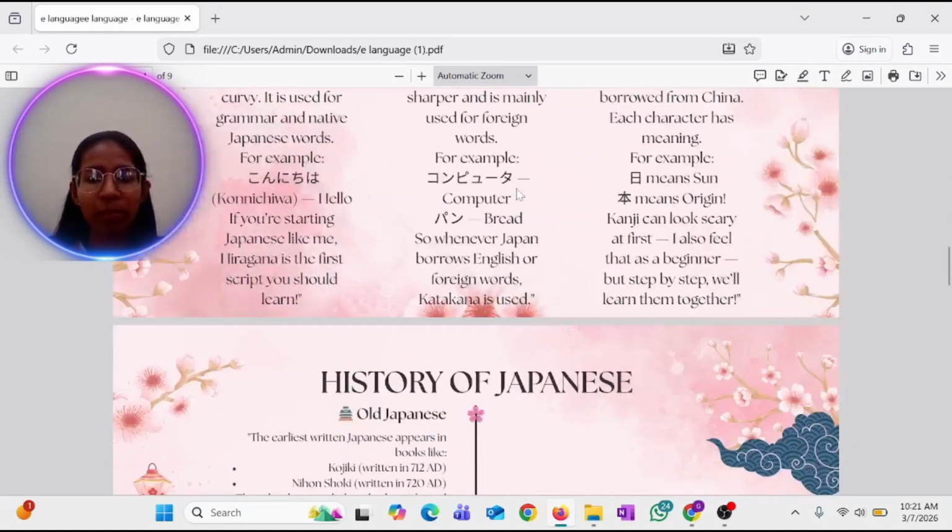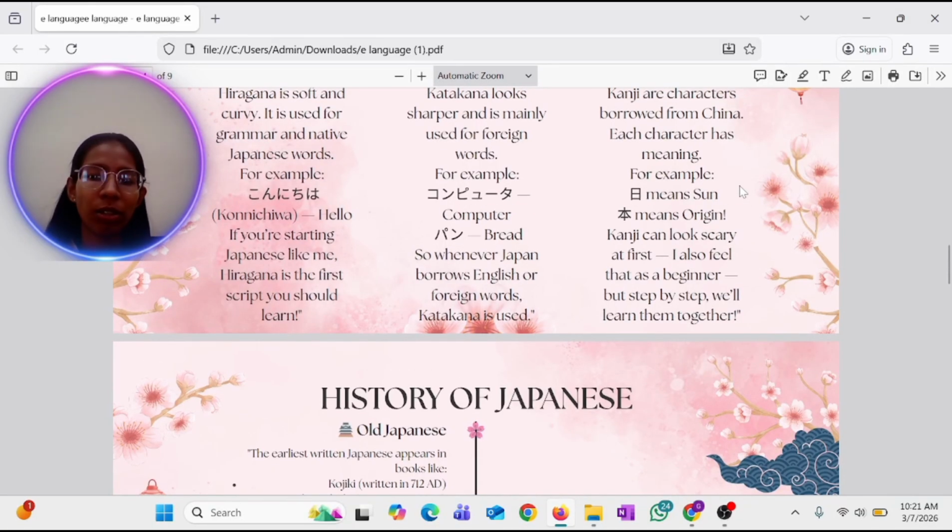Okay, nothing but it means Japan. The sun origin. Kanji looks scary at first. Definitely, it's scary at first for the beginner. For me also, it was scary. Yes, I have not started with kanjis yet. Okay, but when we do, we will definitely go through it and we will make it simpler for ourselves also. And we can learn it step by step.